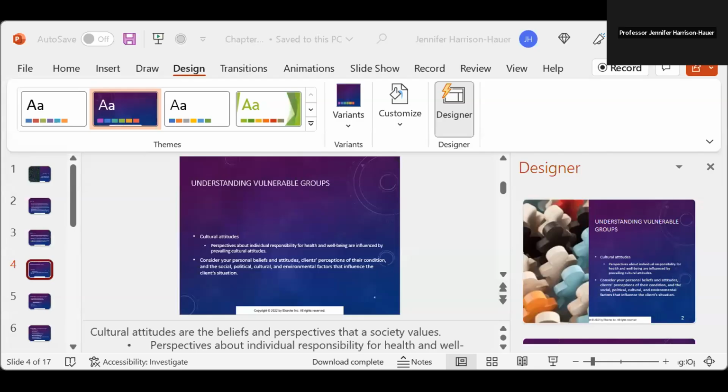And let's move on to chapter 25. All right, you guys, let's get into the chapter.